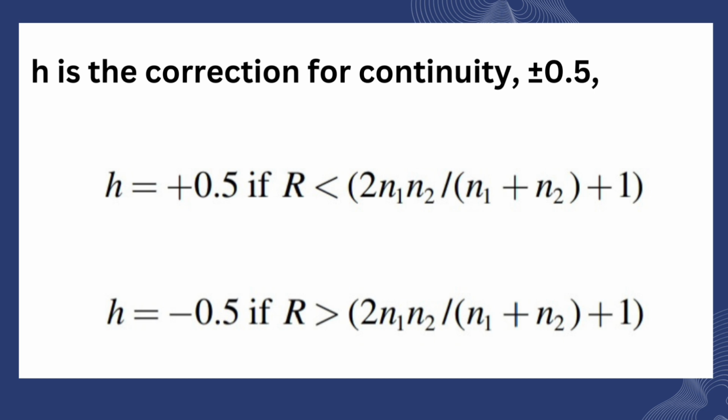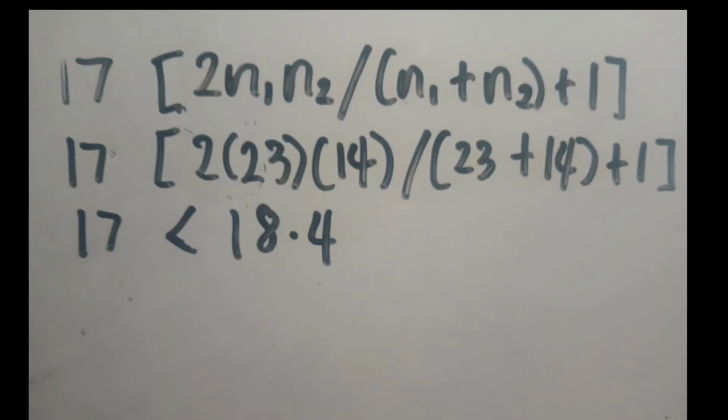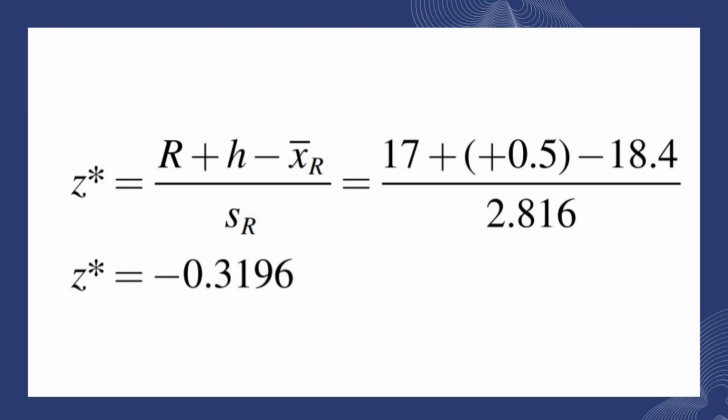Recall the correction for continuity is plus 0.5 or minus 0.5. The result shows that 17 is less than 18.4. We choose h equals plus 0.5. Now, we use our z-score formula with correction for continuity. So, our z-score is equals to negative 0.3196.